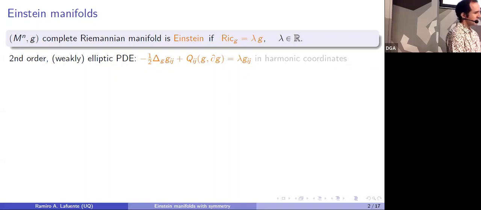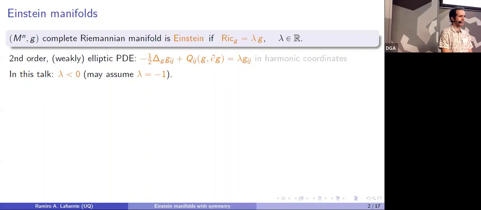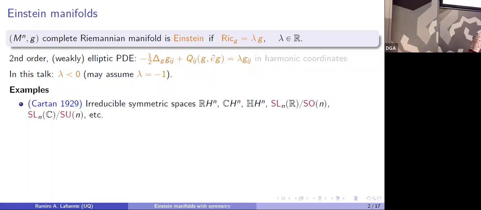And I'll be interested in the case where the lambda, the Einstein constant, is negative. So in particular, up to scaling, we can normalize it to be -1, just so that it doesn't bother us. And I will do so for the rest of the talk. So I will not discuss the Ricci flat case or the positive Einstein constant case at all. Right. So let me mention some examples of Einstein manifolds.